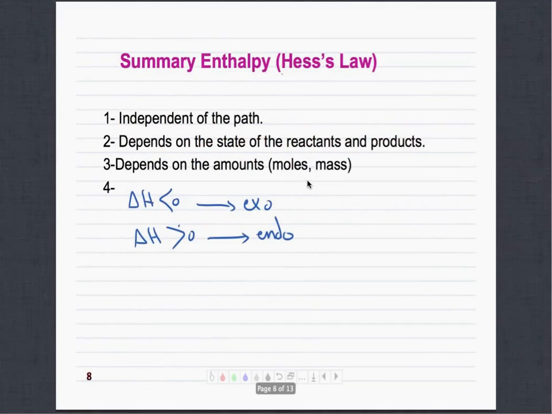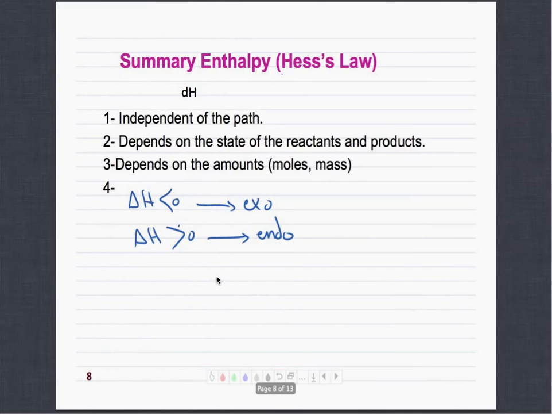So this is kind of a summary. The delta H is independent of the path. We talked about that, but we didn't see an example of that. We're going to see it in a minute. The second rule is that it depends on the state of the reactants and the products. The enthalpy depends on the state of the reactants and the products. And it depends on the amounts, how many moles or how much mass of the reactants or the products you're working with. If delta H is less than 0, that's exothermic. If delta H is greater than 0, it's endothermic. So those are kind of the rules.